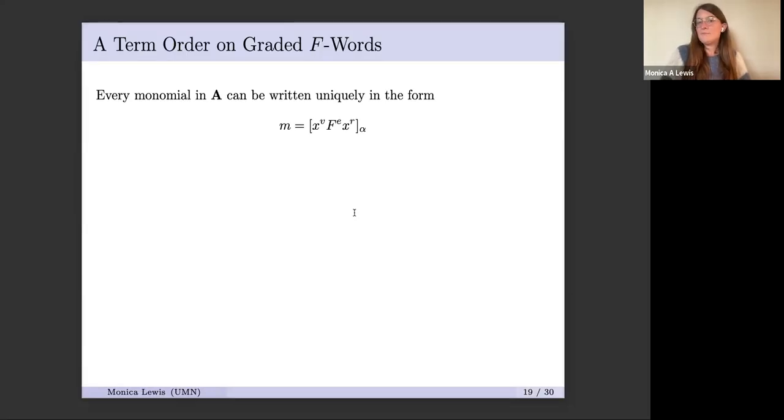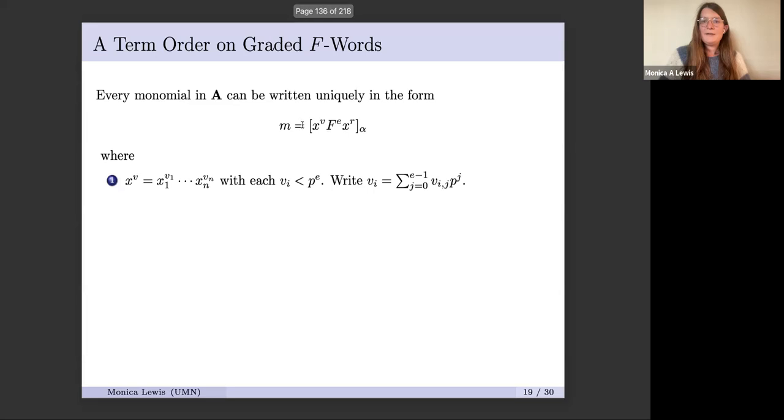So I claim that every monomial in A can be written uniquely in the following form. Here, x^v f^e x^r is obtained by taking as many powers of x as you can possibly commute through f^e, and then commuting them through to the other side, while leaving whatever is left over behind on the left side of the f^e. So the x^v consists of exponents on the x's that are all strictly less than p^e. If it was greater, you should commute it through to the other side.